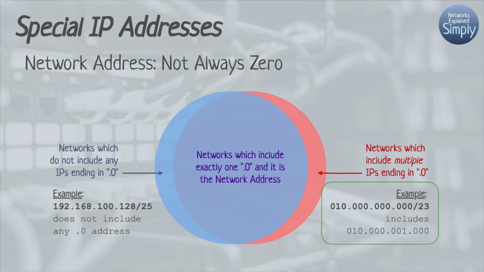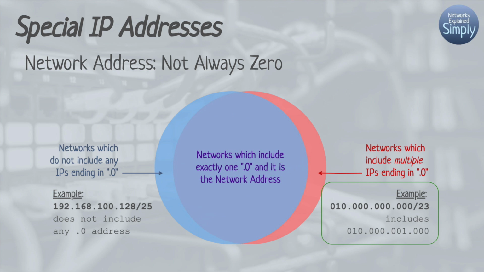In our example on the right, this network includes the IP address 10.0.1.0. But that IP address is not the network address for this network because it is not the first address in the network's range. So on this network, the IP address 10.0.1.0 is not special, and it can be used by devices just like any other address.